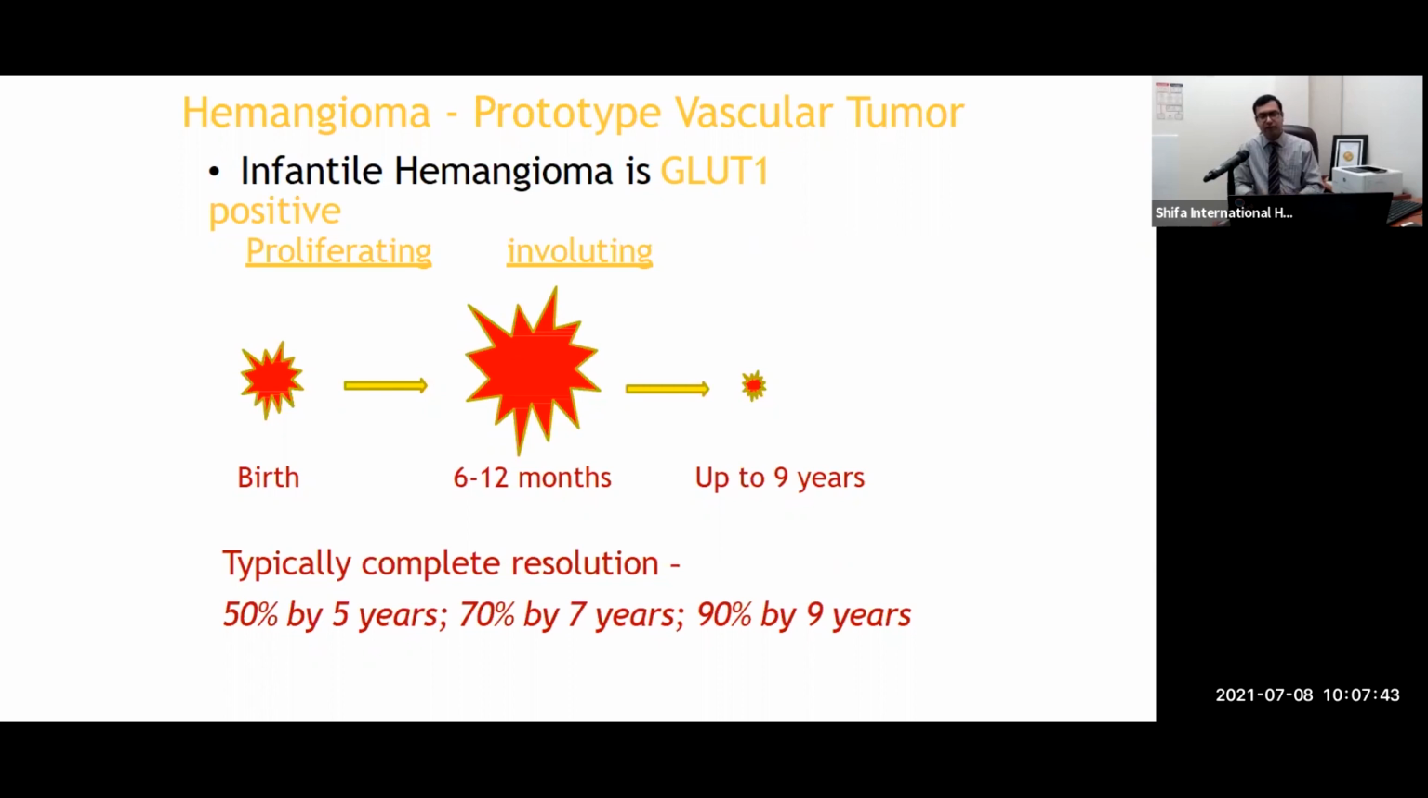Now, infantile hemangioma is glucose transporter 1 positive or GLUT1 positive. And that's the difference, because other type of hemangiomas like RICH, NICH, and PICH, which we talked about, and I'll show you in the next slide as well, they're GLUT1 negative.